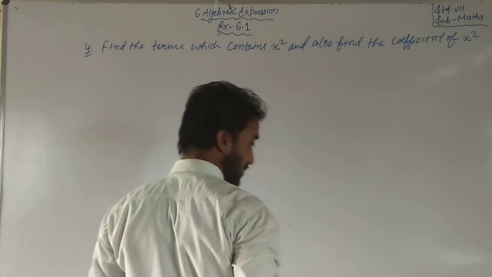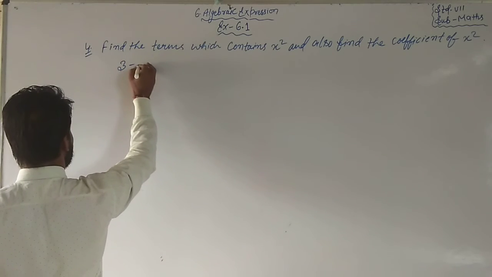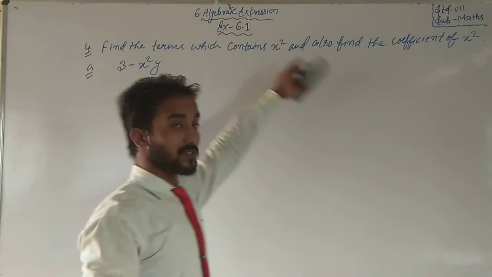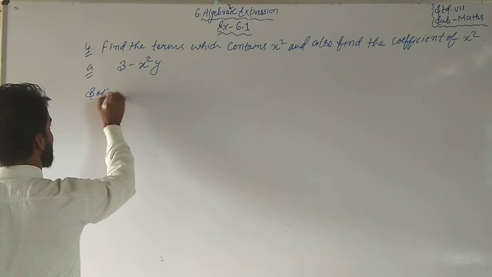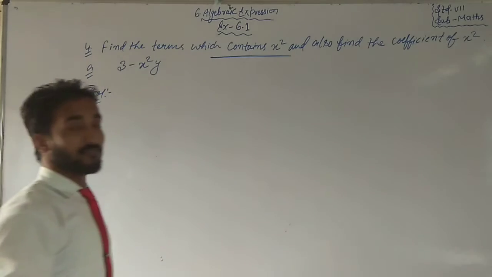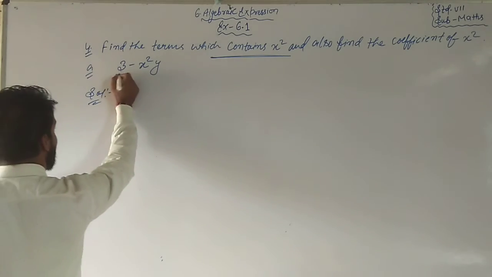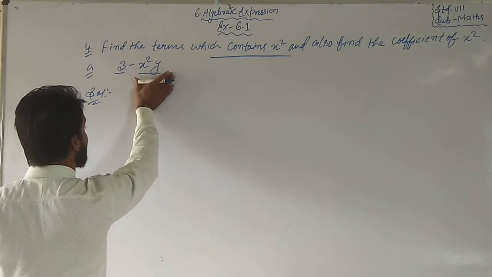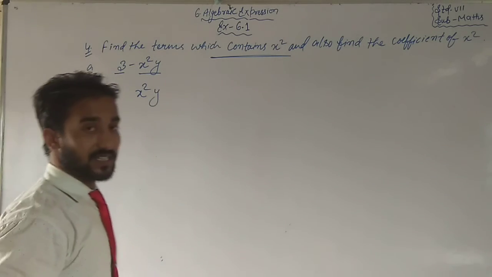Okay students, see question number 1: 3 minus x square y. Find the terms which contain x square. Students, we can find this very easily by identifying the expression. Your question is that you have to find those terms where x square is present. One term is 3 and the second term is x square y. Which term contains x square? Exactly, x square y. It is the term that contains x square.